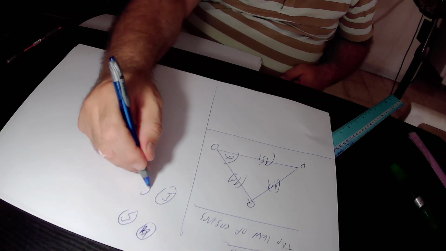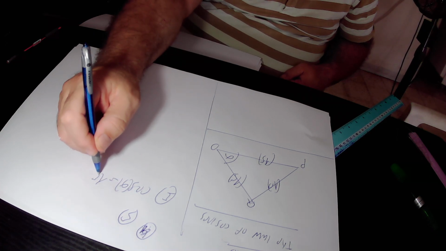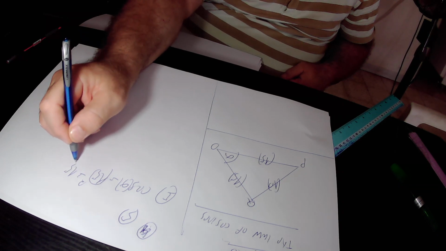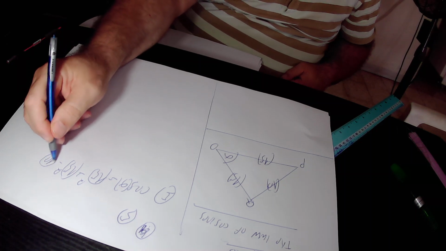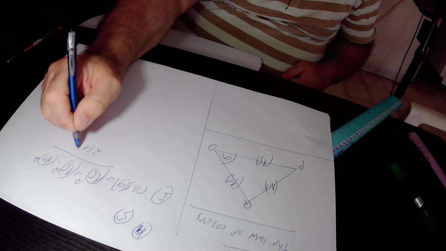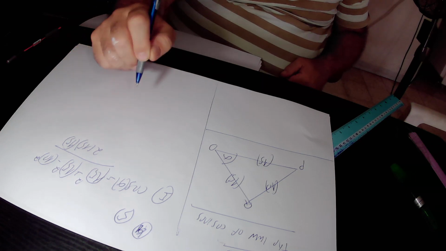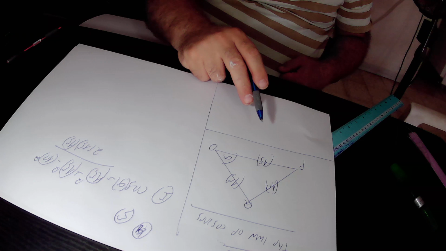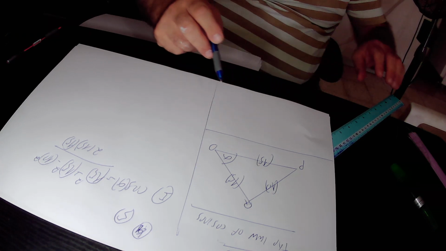Cosine alpha is equal to 15 squared plus 15 squared minus 10 squared divided by 2 times 15 times 15. But again, cosine alpha in this triangle PQO is equal to 15 squared plus 15 squared minus 10 squared over 2 times 15 times 15.